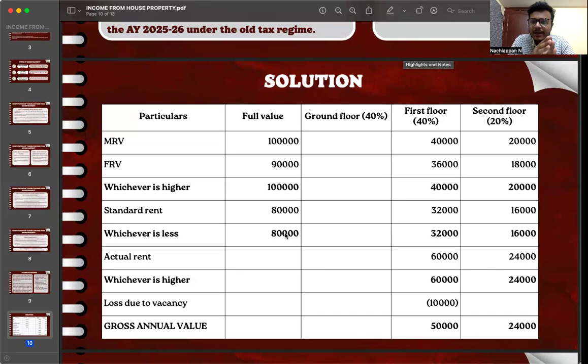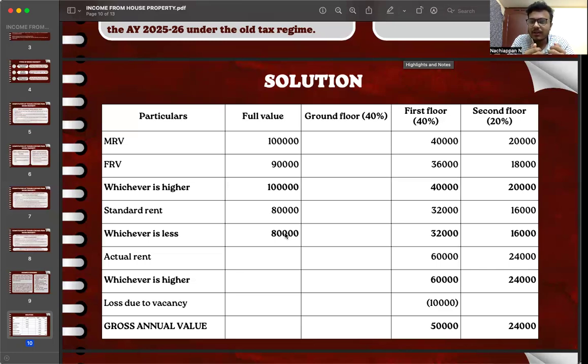Next, we have to compare the obtained result with the standard rent, which is at 80,000. Again, you have to apportion the standard rent accordingly. So for the first floor, it will be 32,000, and for the second floor, it will be 16,000. And here, we have to take whichever is less. So here, we'll be actually taking the standard rent. So in total, it will be 80,000, and for the first floor, it will be 32,000, and for the second floor, it will be 16,000.